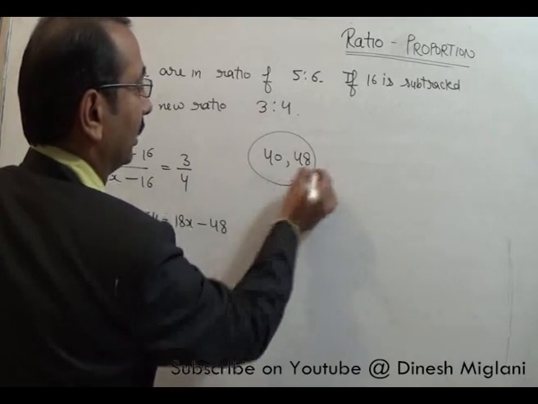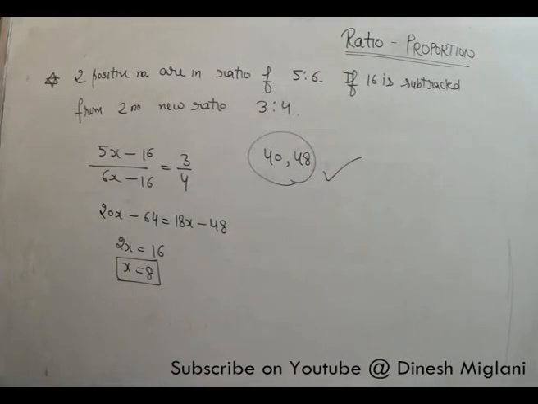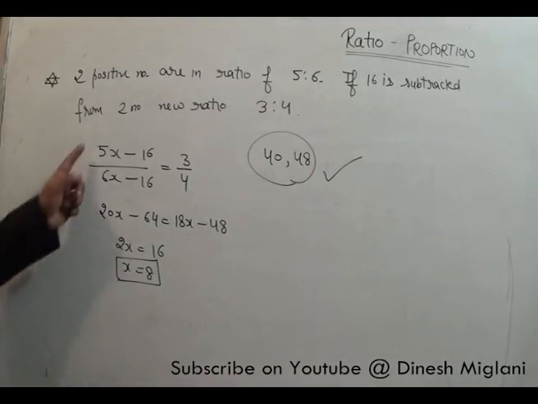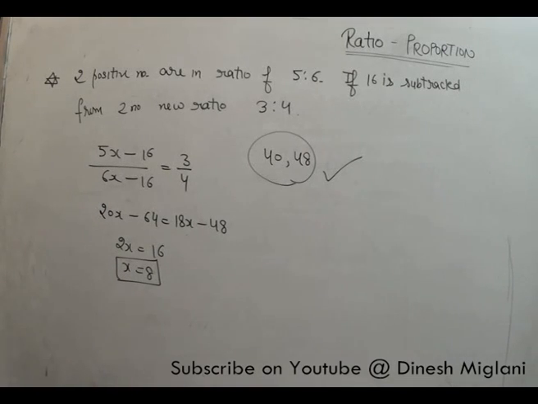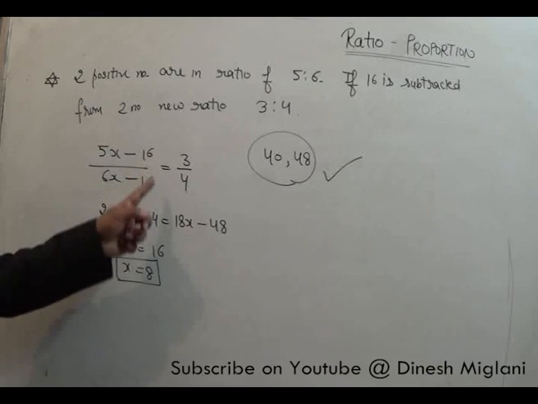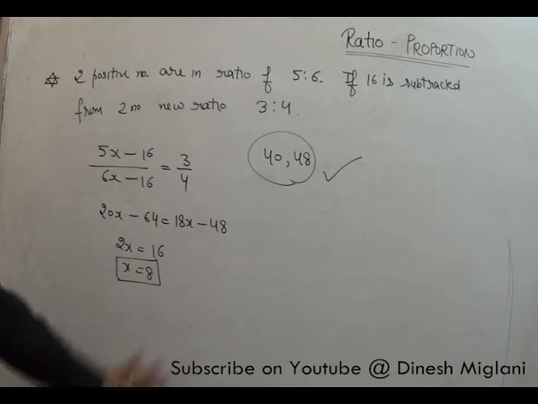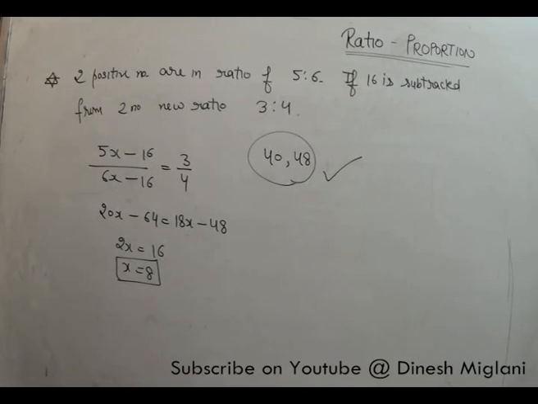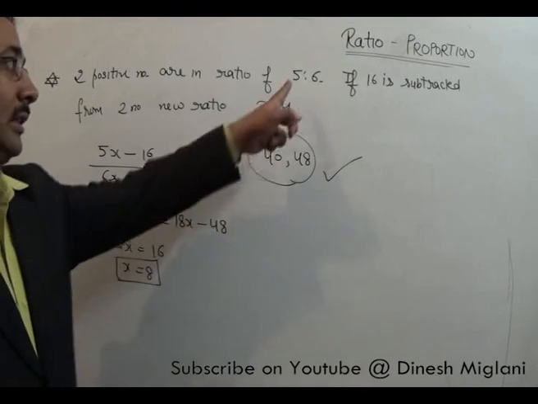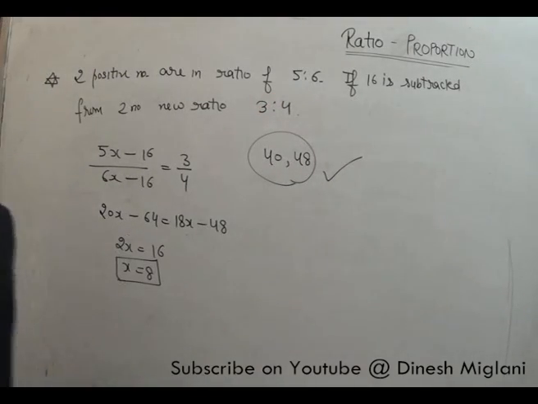So these are my numbers in the starting. What you are expected to do is assume them as 5x and 6x, then as per the given instruction, 16 has to be subtracted, subtract 16 here, subtract 16 here, and just find out x. Once you have the value of x, if this number is 40 and this number is 48, that becomes your answer.